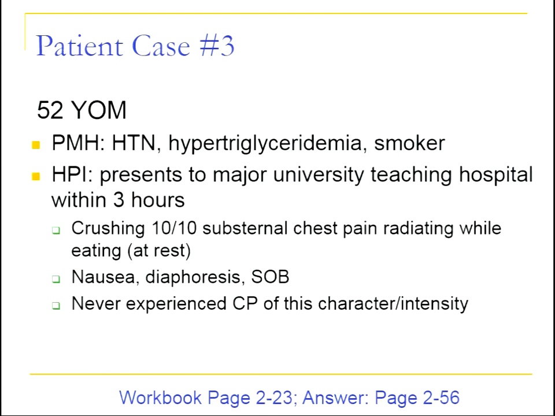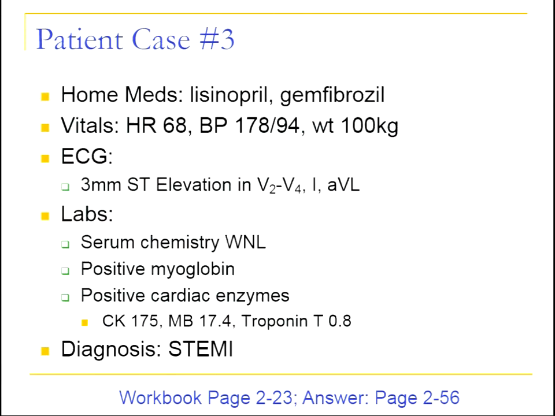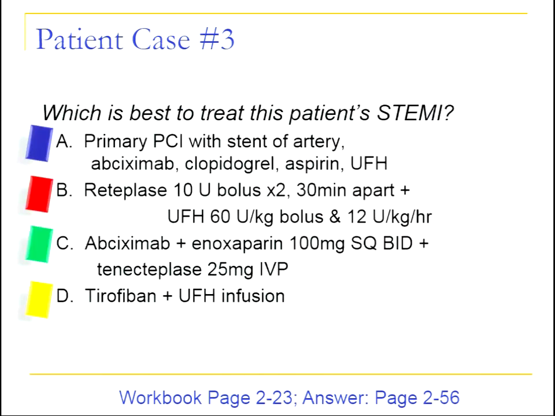All right, so last case in ACS, and then we're moving on. This is a patient who presents to a major teaching hospital with crushing 10 out of 10 substernal chest pain. They have ST segment elevation in leads V2 through V4, so this is indicating an anterior STEMI. The diagnosis is made. And so what is best to treat this patient?